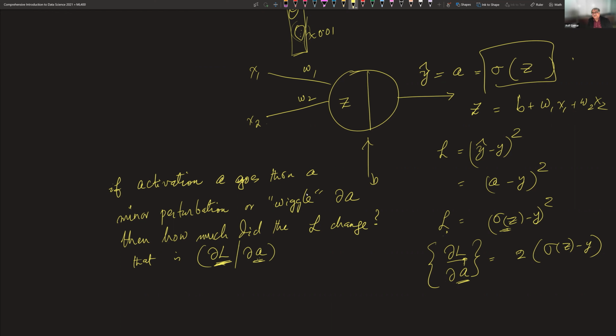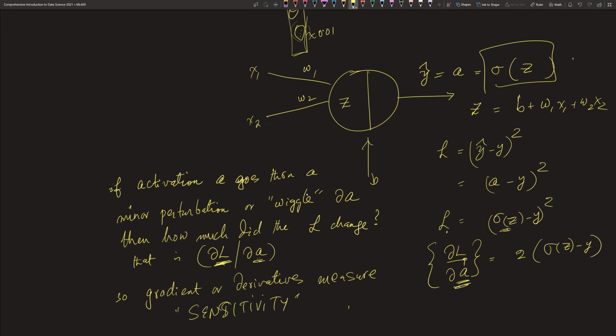This is a hand-waving argument. So gradient or derivatives measure sensitivity. That's one intuition you can carry: sensitivity to input. If you make small changes here, how much does it change? So the bigger this value, the bigger the gradient, the more it changes. See, the intuition is very simple.